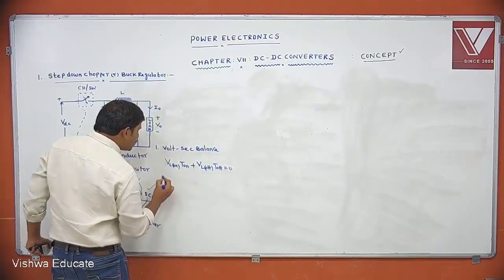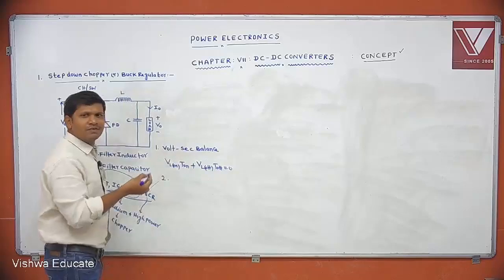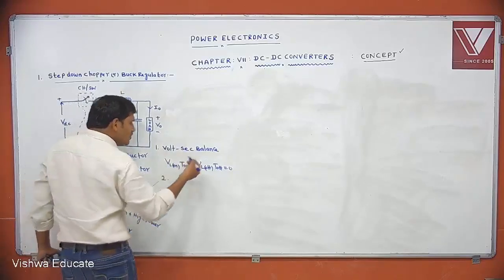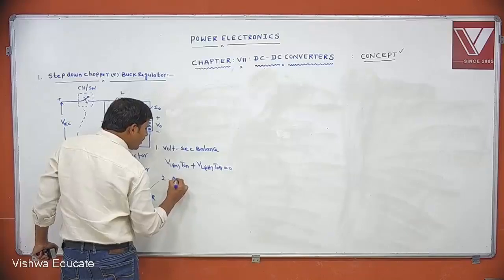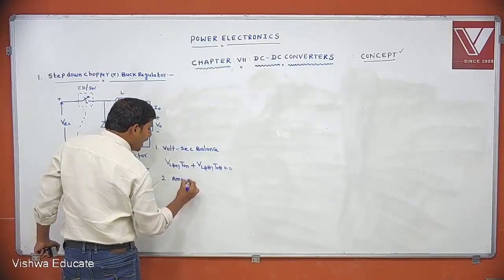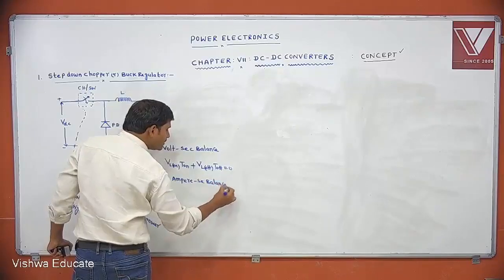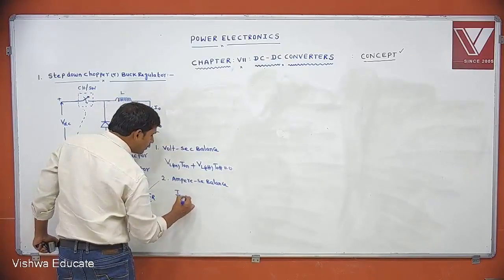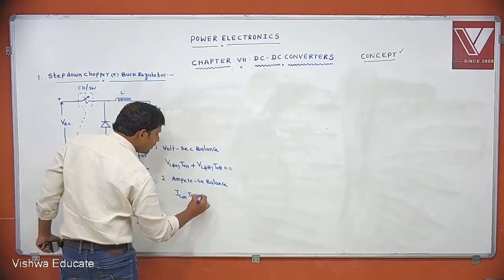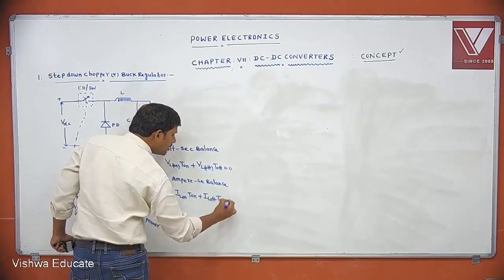I also use it to derive the different parameters in the analysis of this circuit. I will use volt second balance, and the other one is ampere second balance. What does ampere second balance mean? IL on into T on plus IL off into T off is equal to 0.